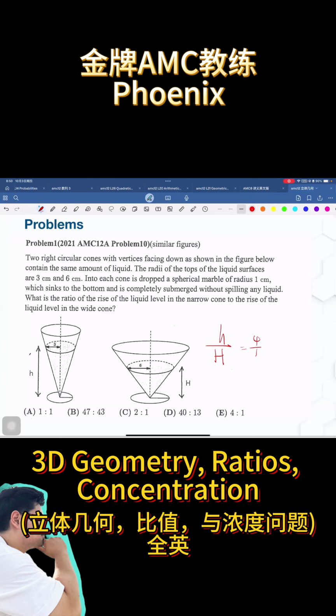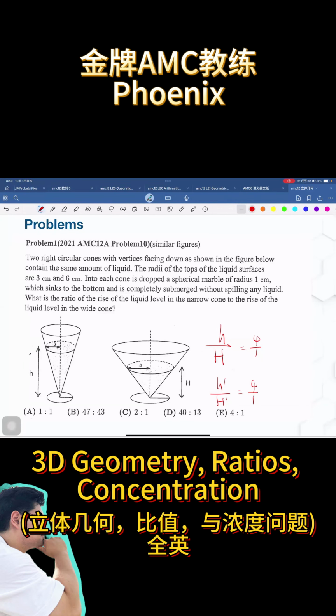And then you think about after the rise, because these two spherical marbles have the same volume, which means that once you submerge these two spherical volumes, you have a new cone, right? Then this new cone should also have the same volume. So let's call the height of the new cone h prime and H prime, because they still have the same volume, which means the ratio of their heights is still 4/1, right?